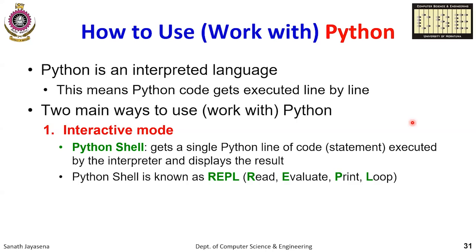This Python shell is known as REPL. That means it goes around a cycle: read, evaluate, print, loop. It reads what the user is typing, evaluates it, prints the result, and continues. Loop means continue the same thing over and over again.